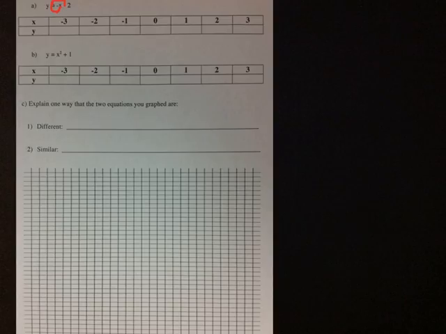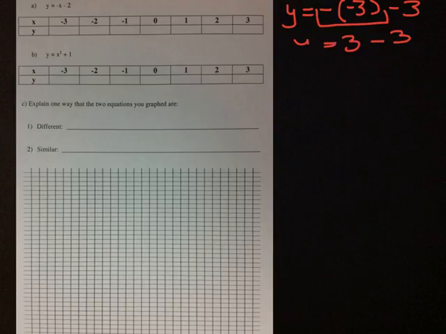Over on the right here, I'm going to do some work. That would be like saying y equals negative, and then x is negative 3, minus 2. So y equals negative of negative 3 minus 2. Think of this as the opposite of negative 3, which is just positive 3. Then positive 3 minus 3 is 0. So in this case, the y value is going to be 0.